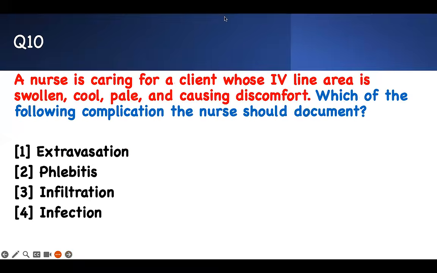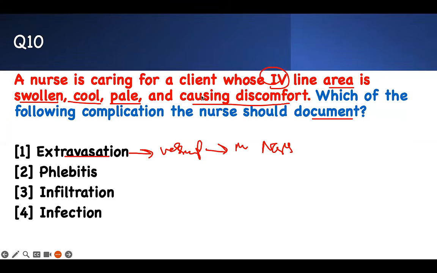And number 10. A nurse is caring for a client whose IV line area is swollen, cold, pale, and causing discomfort. Which of the following complications should the nurse document? What do you think? Extravasation? If I'm going to say extravasation, I will use the word vesicant. But this is bad. You go into the deep tissue and it causes necrosis. This description is not consistent with extravasation.